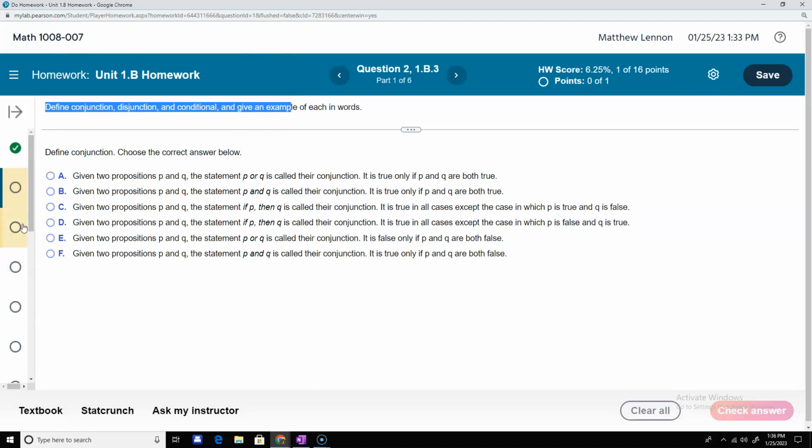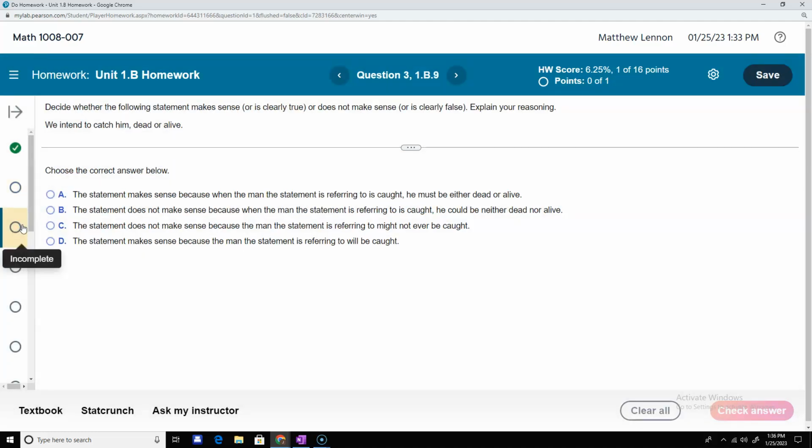Let's see if we can find something a little more interesting to go through. The following statement makes sense or does not make sense. Explain your reasoning. Again, this may come back to our list of logical fallacies. We may have to look those up. So let's go through each one. Here's the statement: we intend to catch him dead or alive.